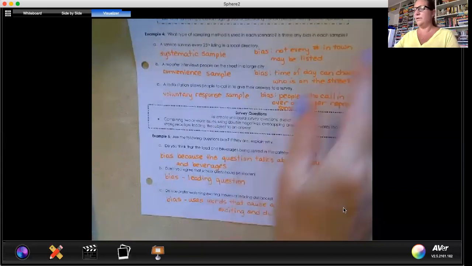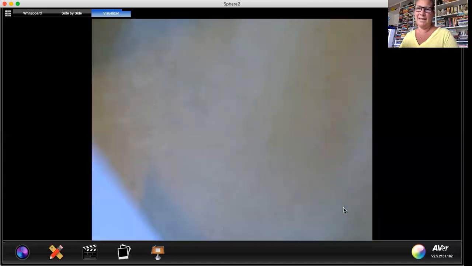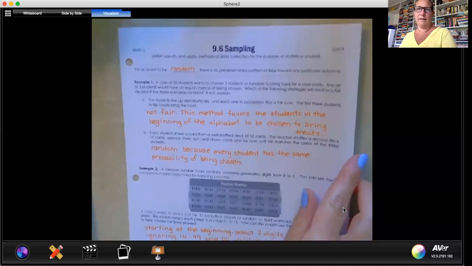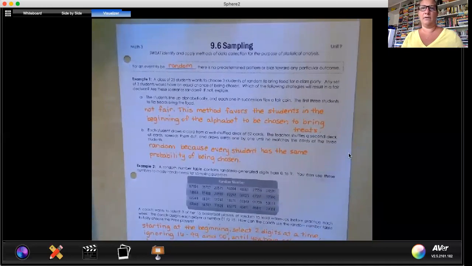So this concludes our section on sampling. I think you'll probably find that it's pretty simple and pretty straightforward. A lot of times on the end of course test, they'll ask you what kind of sample that you have, what kind of bias that you have. So it's important that you know and understand those terms.